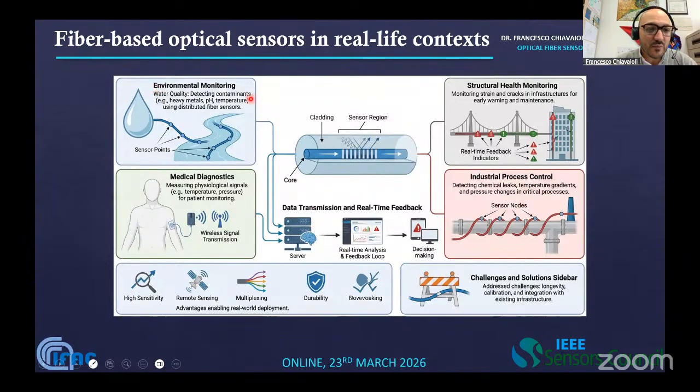So environmental monitoring, medical diagnostics, monitoring of industrial processes, and also structural health monitoring. We can also develop a system that, thanks to AI, can improve in terms of data processing and analysis. And clearly this is possible thanks to the real advantages given by optical fiber. Clearly there are also some challenges that should be overcome to completely move those kinds of devices to the market.